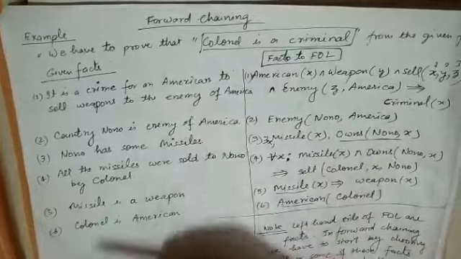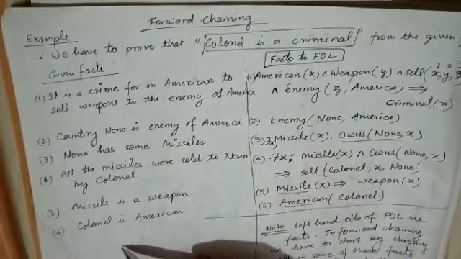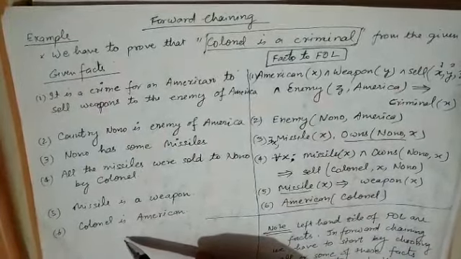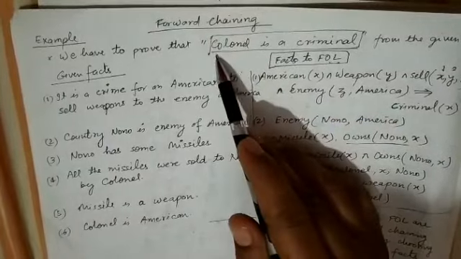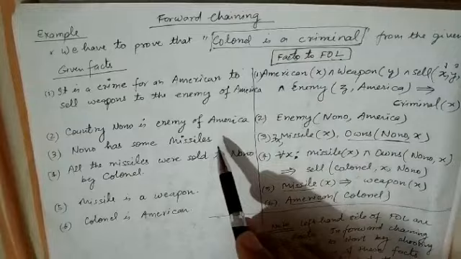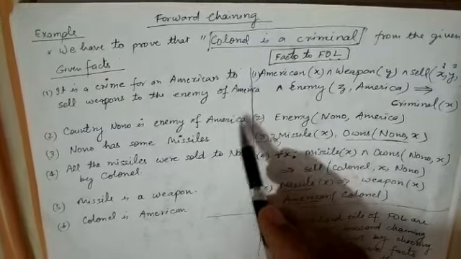The facts are given. First of all, we will convert these facts into first order logic or predicate logic. Then by using this first order logic we will see how we can perform forward chaining in order to prove the statement that the colonel is a criminal. So now first we will discuss how we can convert.